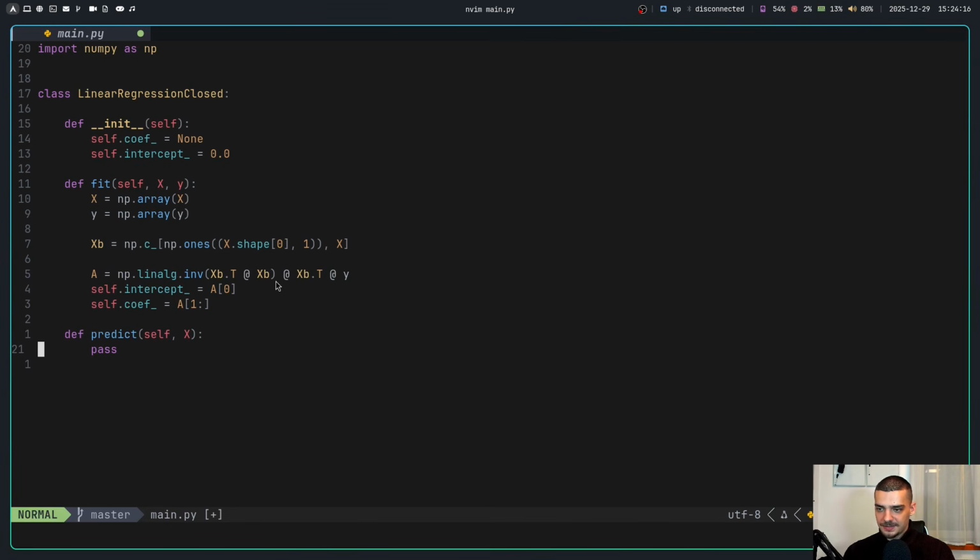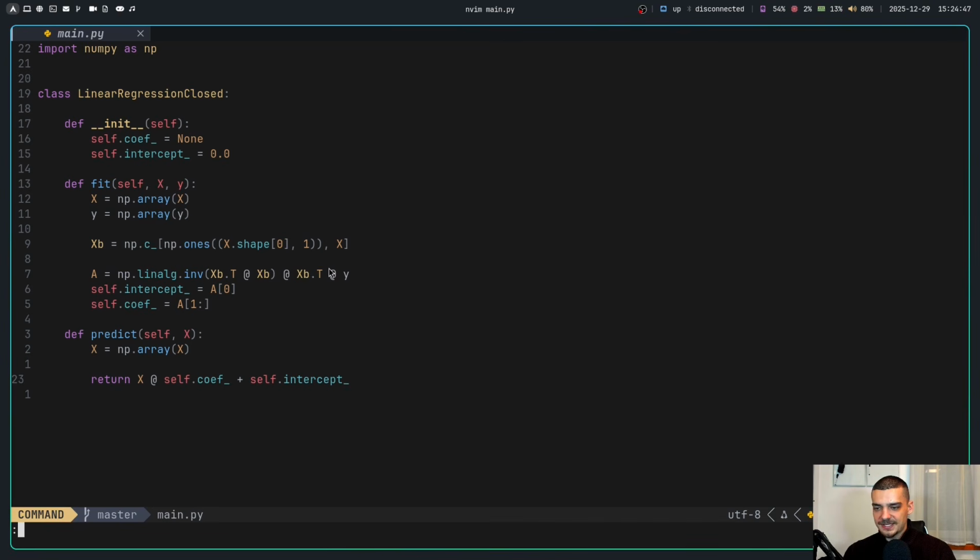Now, in order to apply it, you just need to take the trained coefficients and the intercept, and you need to apply it to X. So we just have to say here X is equal to np array of X, and then we're going to return X dot product with the coefficients plus the intercept. There you go. That is linear regression from scratch in Python. Now let's give it actually a try and see if it performs well.